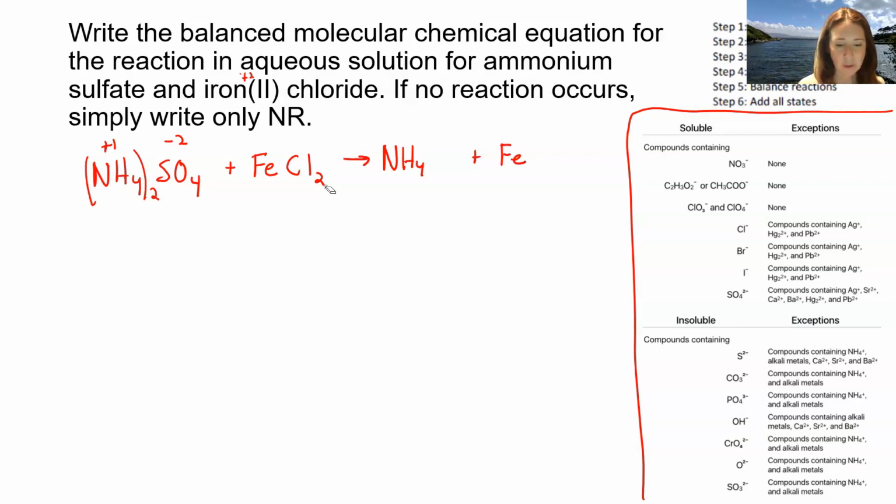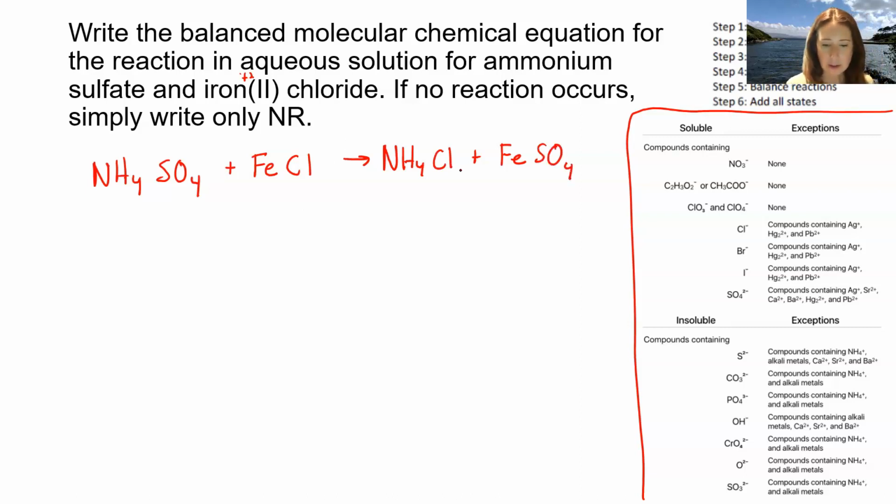A little shorthand that I noticed some people do: sometimes people won't do this part until they know the reaction actually occurs, because they're like, I'm not going to waste my time writing all this stuff down if I don't have to. I mean, okay, that's fine. You don't have to do that. So the NH4 goes with the Cl and the Fe goes with the SO4.